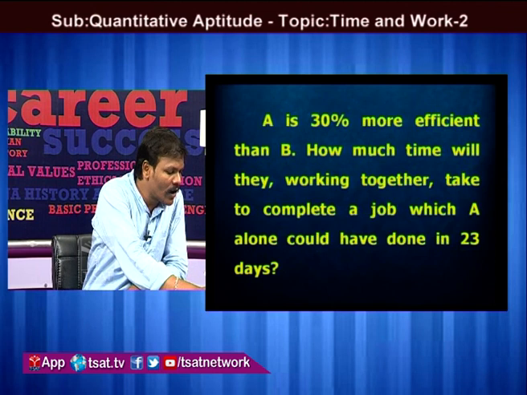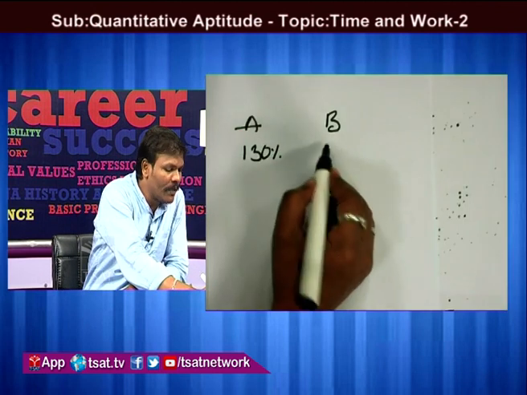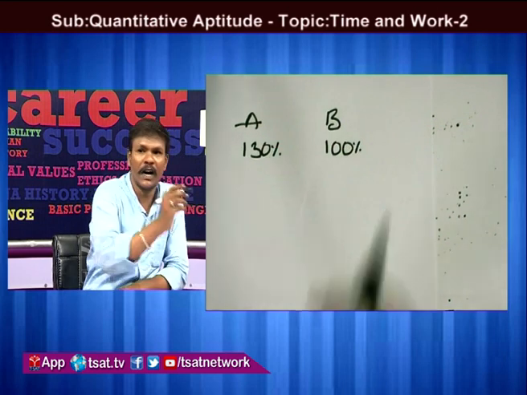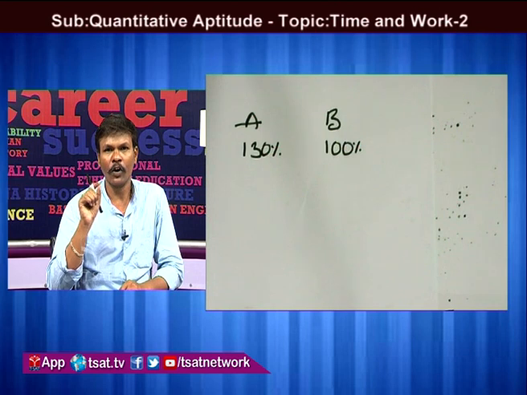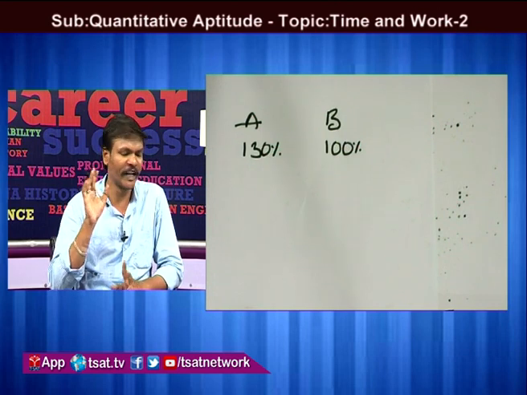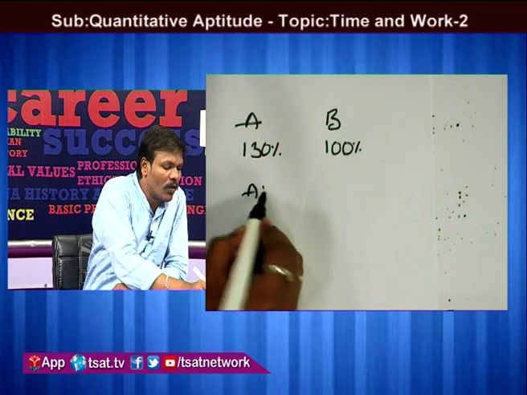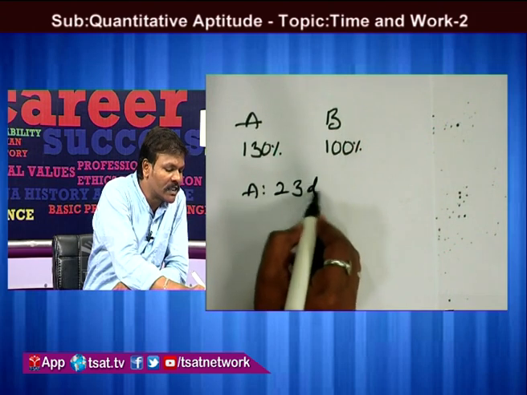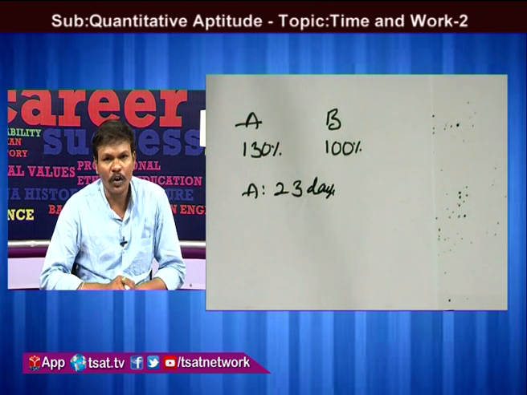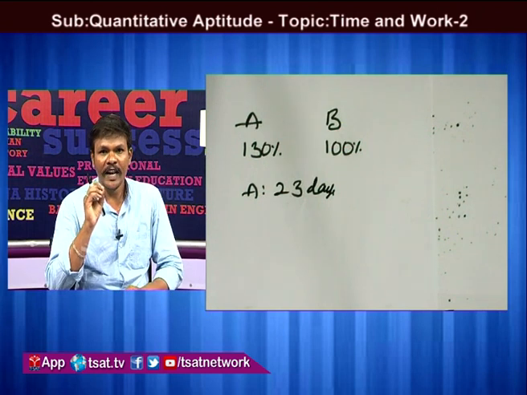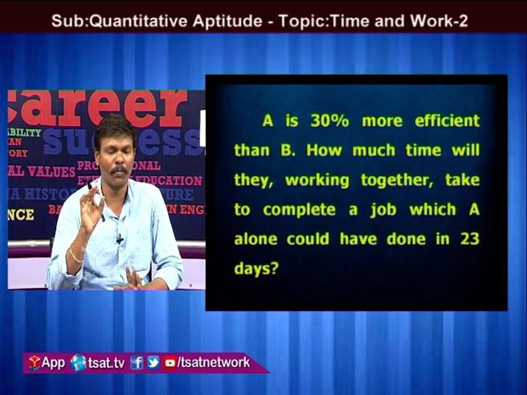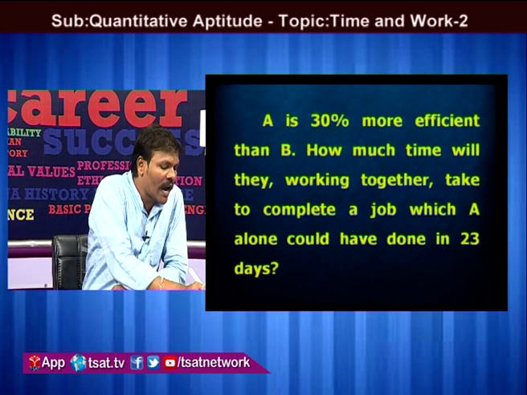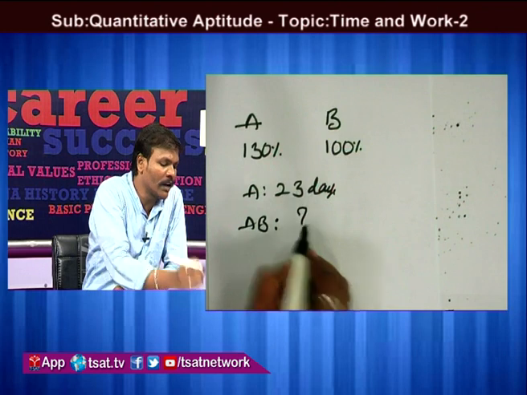So, it was 130%. B is simply the base value, 100. Whose value do we have? In this question, the last sentence says A alone could complete it in 23 days. So, A completes the work in 23 days. The question is: how much time will they take to complete the job working together? That means A and B working together, in how many days?